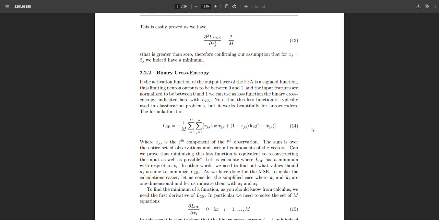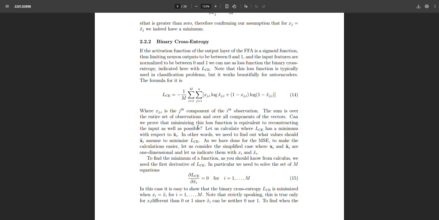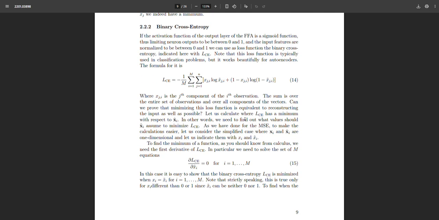The formula for binary cross entropy loss is shown in equation 14 here. Here, the term xji is the jth component of the ith observation, and the sum covers all observations and all components of the vector. But the question as before is, can we prove that minimizing this loss function is equivalent to perfectly reconstructing the input? To find where the loss has a minimum, we need to find the values of xi bar that satisfy the condition where the first derivative is 0.